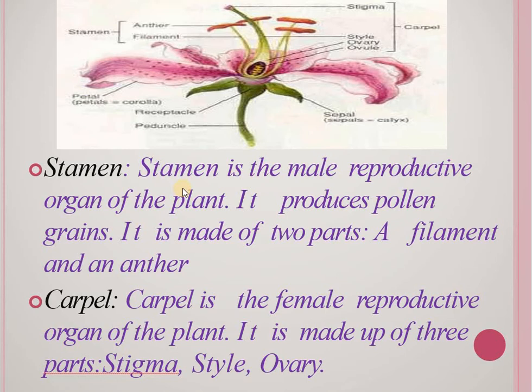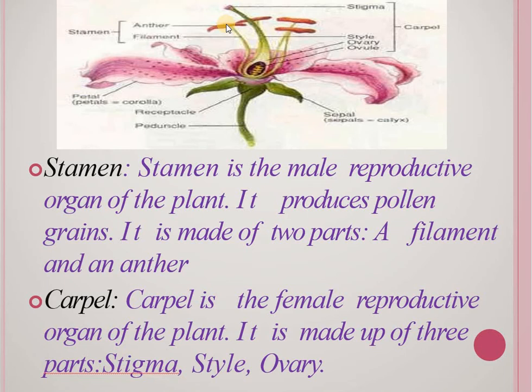Each stamen has a slender stalk called the filament and a terminal knob-like swelling which is the anther. Anther has two lobes joined together by a connective. Each anther lobe has two long pollen sacs, so that there are 4 pollen sacs in an anther.